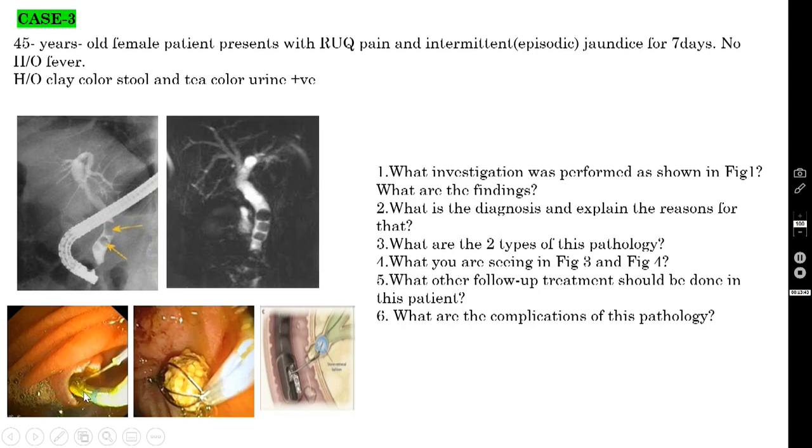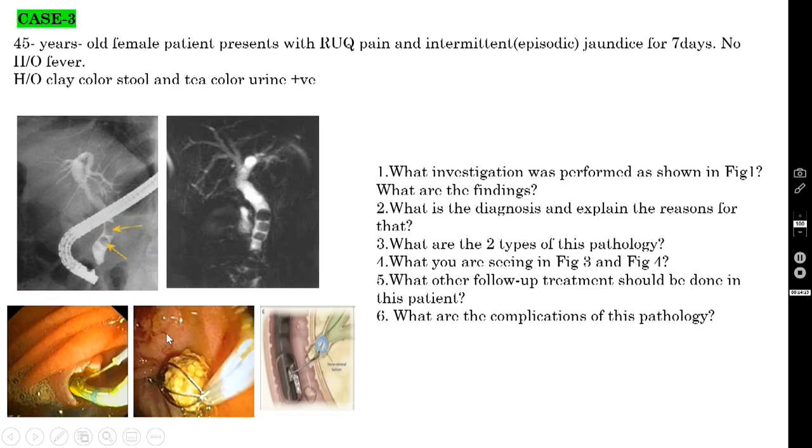Why should you cut it first of all? Because you have to introduce this basket. This is called the Dormia basket. But if the sphincter is in a sustained contracted condition, you cannot introduce this Dormia basket inside. For that purpose only, you have to cut this sphincter, and this is called sphincterotomy. After cutting the sphincter, you can introduce this Dormia basket inside, and one by one you can remove all these stones. This is what you have to do.